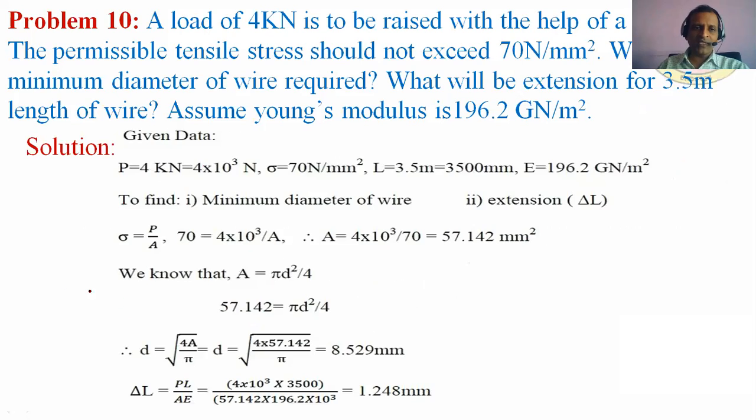So next one we will see the problem number 10. A load of 4 kilonewton is to be raised with the help of a steel wire. The permissible tensile stress should not exceed 70 Newton per mm square. What is the minimum diameter of the wire required? What will be extension for 3.5 meter length of wire? Assume Young's modulus is 196.2 giganewton per meter square.